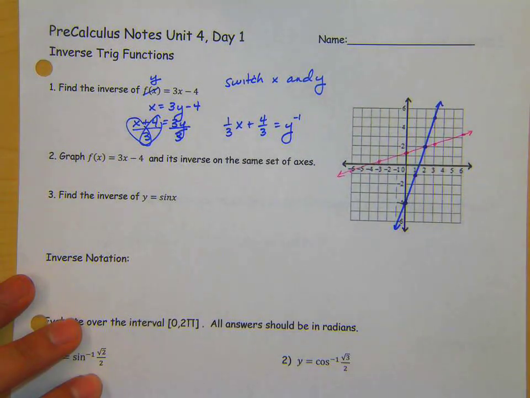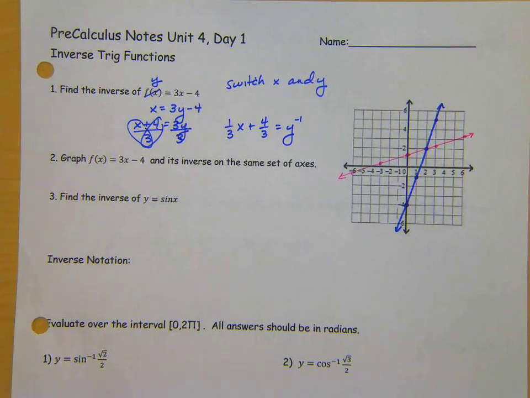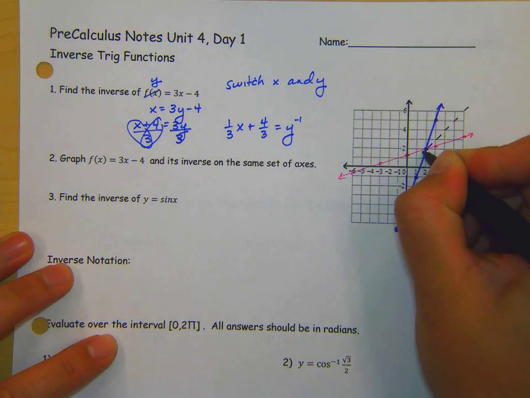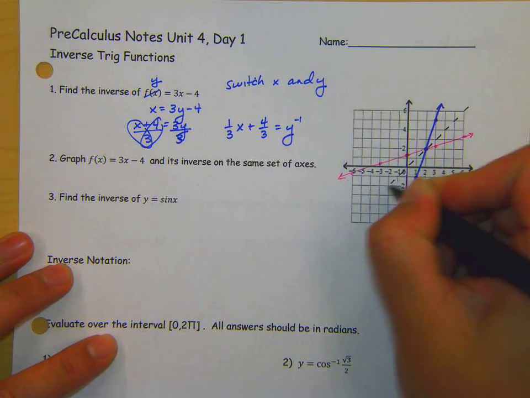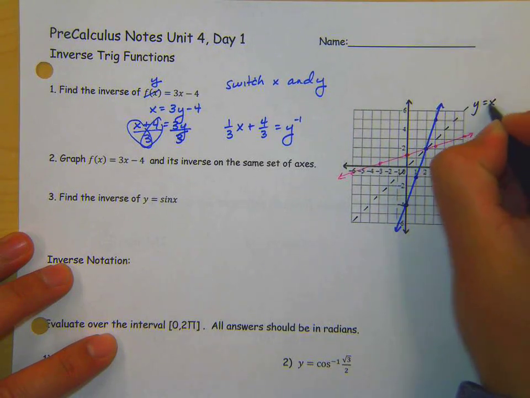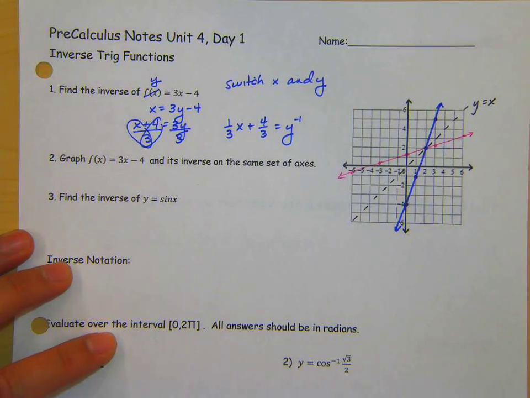Alright, so as a reminder, what you're really doing is reflecting your original function across the diagonal y equals x. So if I were to fold my paper along this diagonal, y equals x, the blue is going to land on the pink, or the pink will land on the blue.